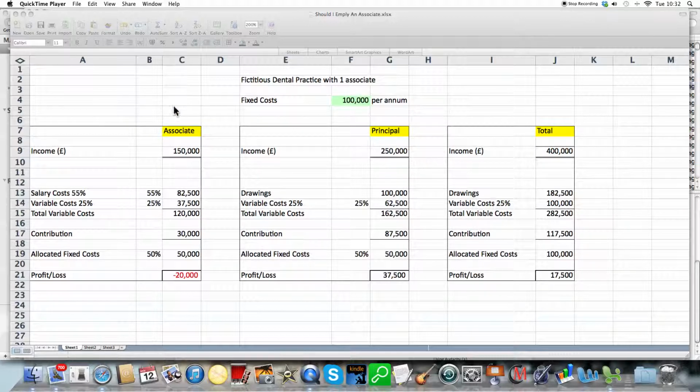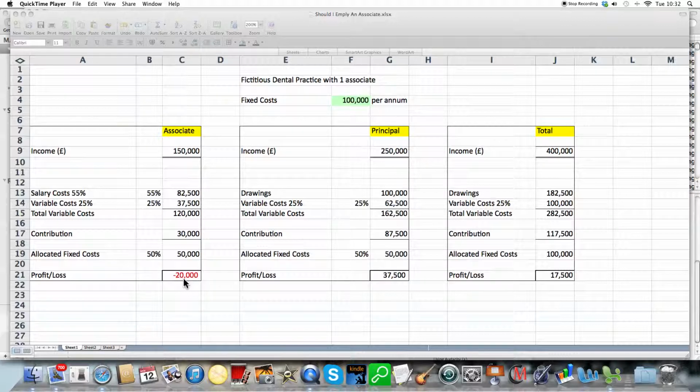So we're looking at the associate's income over here. He's managed to generate £150,000 of sales for you. He's got £82,500 of salary costs, variable costs of £37,500, giving you 120. He's got a contribution of 30,000. And then when you allocate half of the fixed cost of £100,000 to him, it's ended up costing you £20,000. So on the face of it, you just wouldn't have this guy.